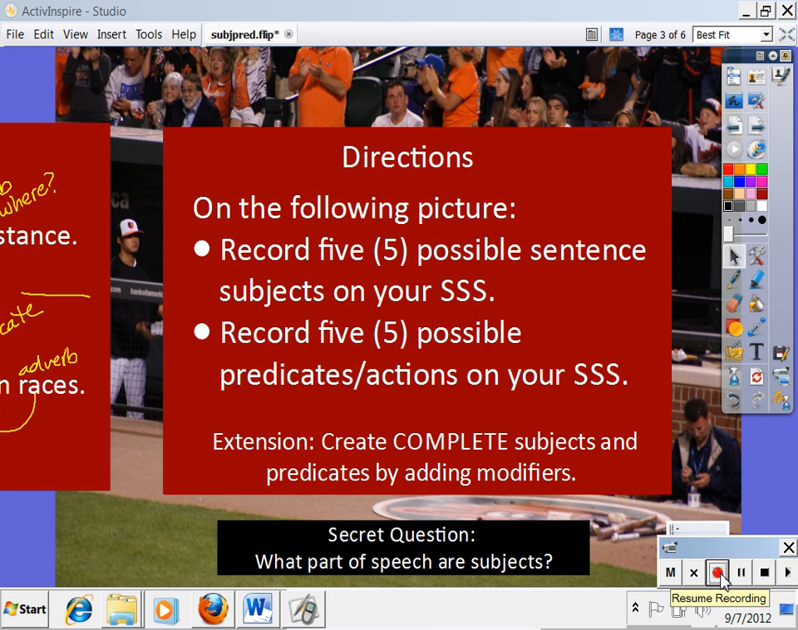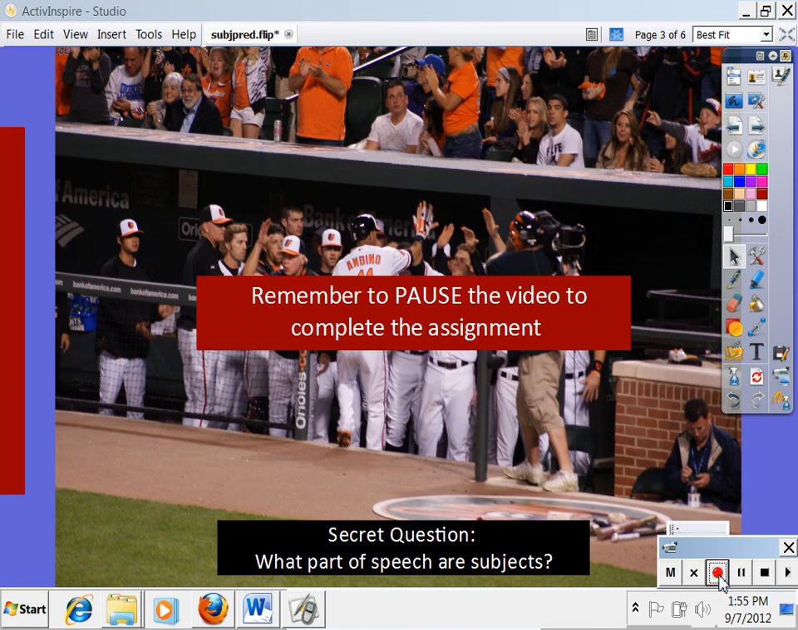The next step is to try to create sentences on our own. So the directions here are on the following picture. Record 5 possible sentence subjects on your student success sheet or in a bulleted list in your notebook. Then record 5 possible predicates or actions or verbs on your student success sheet or again in your notebook. Also, remember to pause the video to complete the assignment.